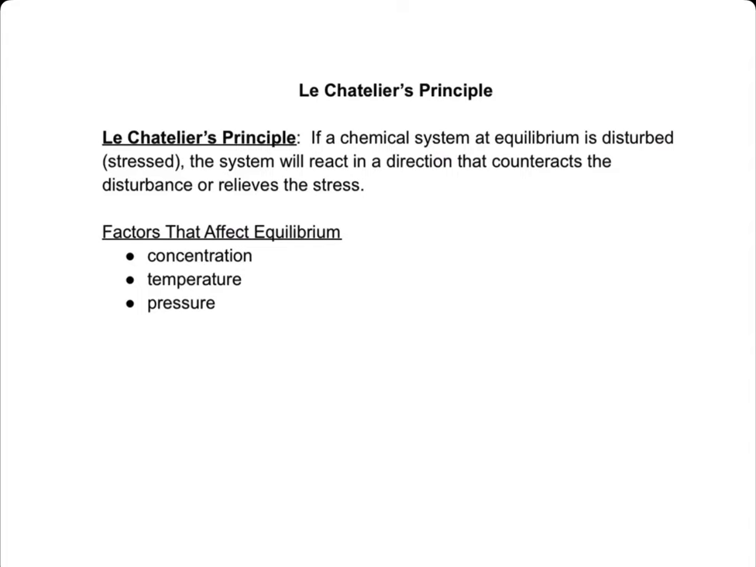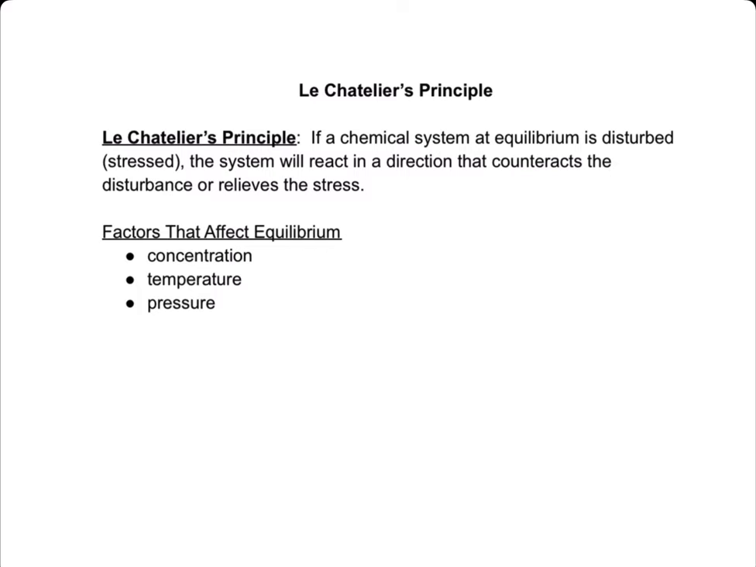Let's talk about Le Chatelier's principle and how that affects chemical equilibrium. Le Chatelier's principle states that if a chemical system is at equilibrium and it is disturbed or stressed, then the system will react in a direction that counteracts the disturbance, or it will react in a direction that relieves that stress. The factors that can stress the equilibrium are concentration, temperature, and pressure.